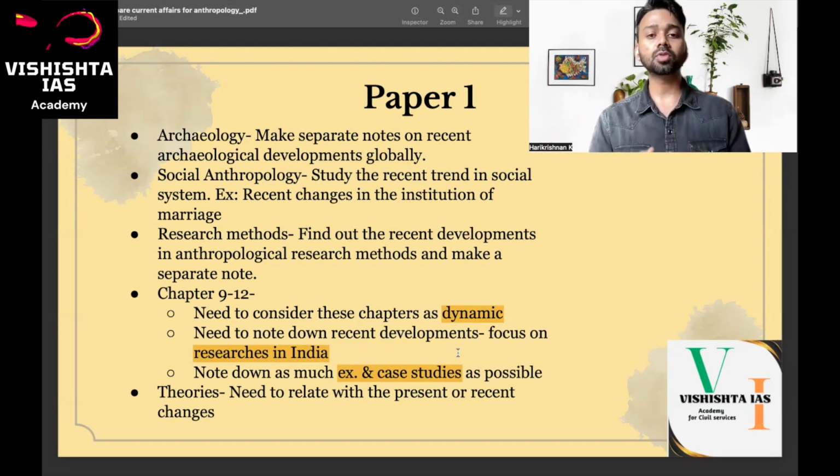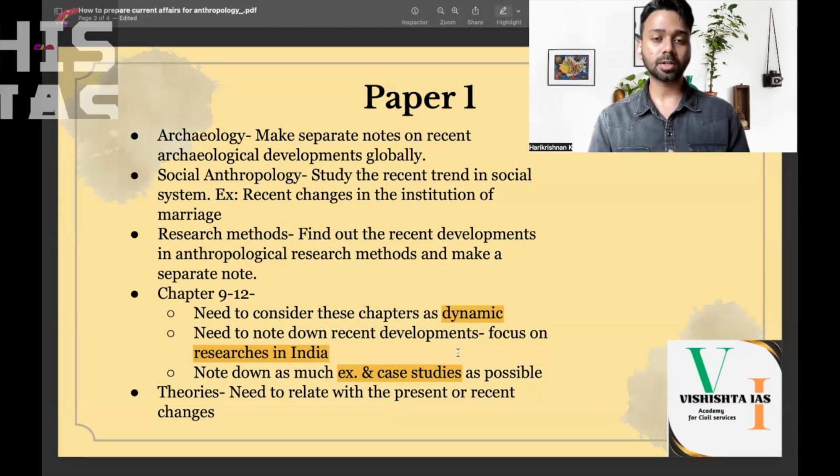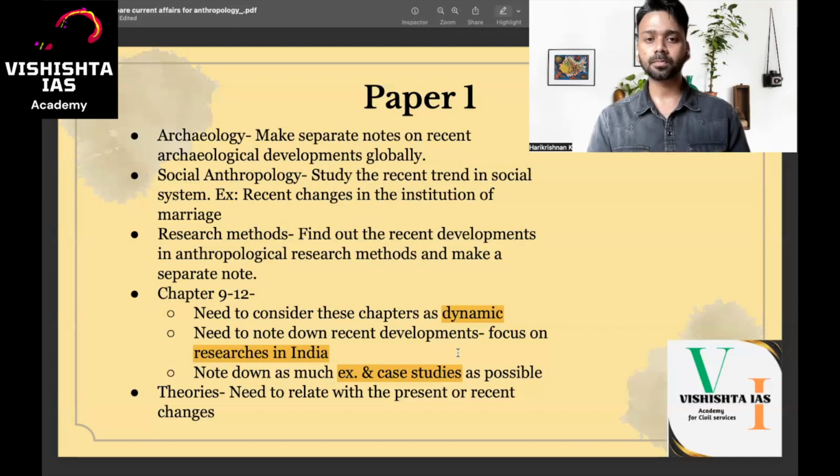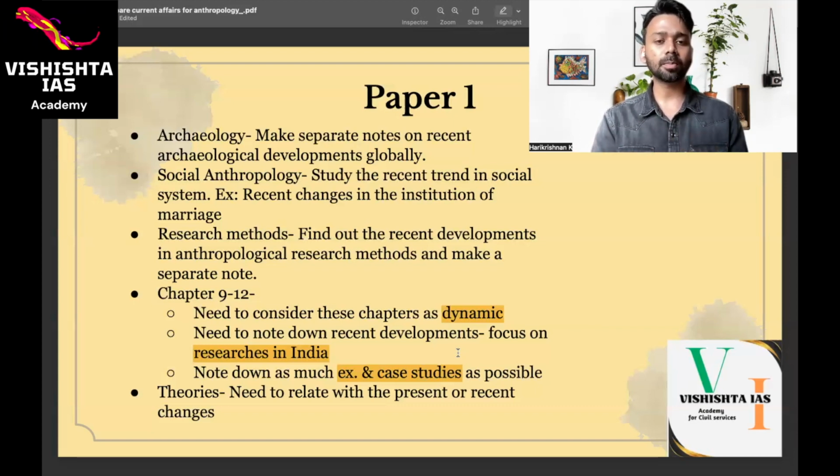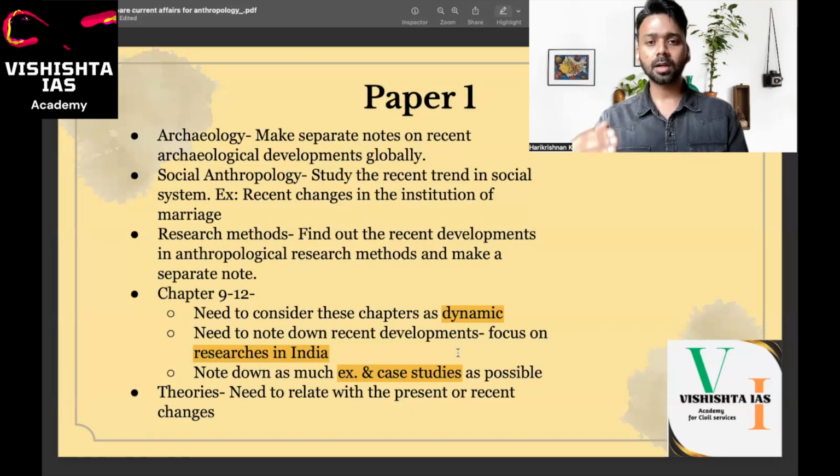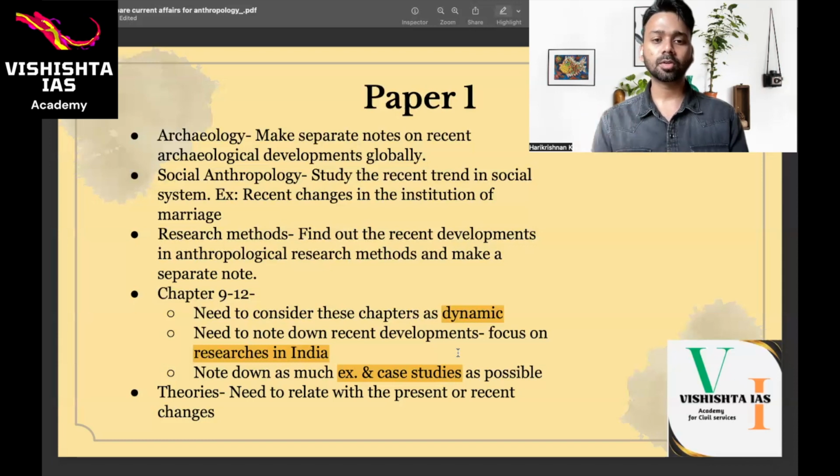When it comes to theories, you do not have to do a lot of work collecting examples and case studies. These are already present in your books. All you need to do is enhance your answer writing. Make sure you write good answers so that they look attractive to the examiner. This is all you have to do when it comes to the current affairs part in anthropology. Focus on certain topics from their own perspective and collect some extra notes so that you can write a good answer and quote good points.